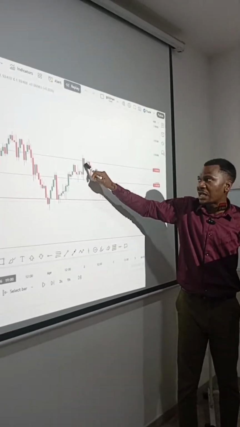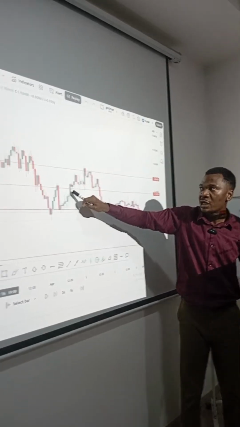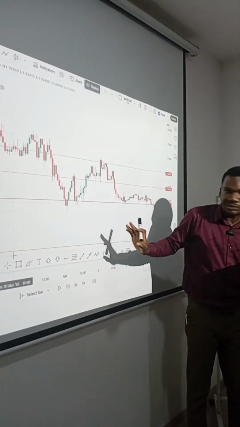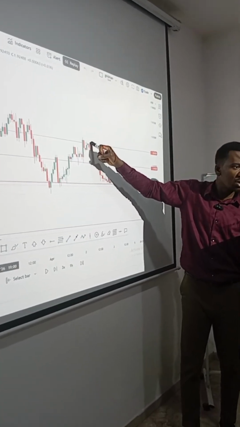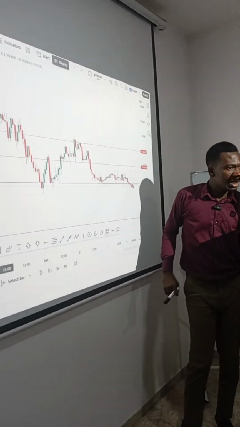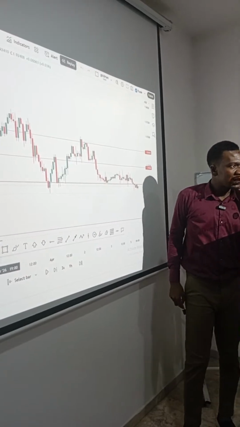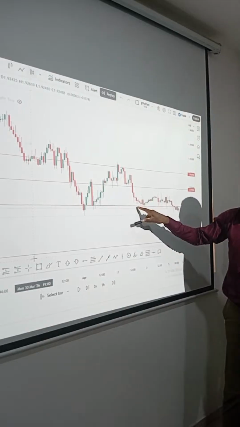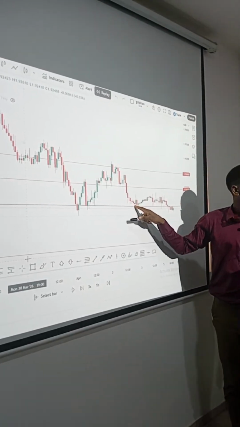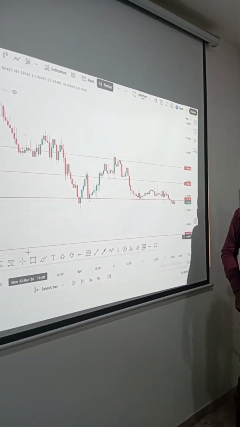Then you come, you see that the market is unable to break this point. You see when it broke this point, sweet. But unable to break this point, it started losing value. What does that tell you? It's about to start coming down. Where is it coming down to? It's coming down here first. If it breaks here, it's coming here. No matter how long it will take, it's coming here.